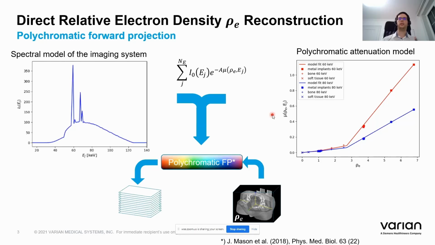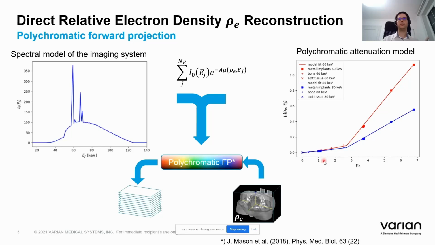To describe the relationship between the relative electron density and the attenuations, for each energy bin, we did a piecewise linear fit for typical materials present in human tissues, as well as some common metal materials in implants. We did this fit for several energy bins spaced by 1 keV, but again, for illustrative purposes, we only show 2 lines for selected energy bins.